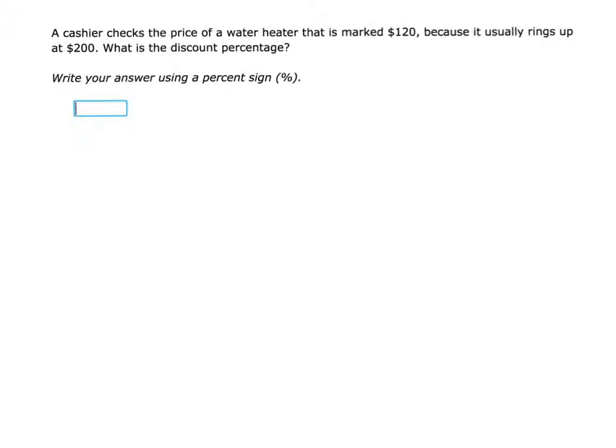Last one. Cashier checks the price of a water heater that is marked as $120 because it usually rings up at $200. So it must be on sale, and the question we're asked to figure out is how much of a percentage discount is that? Well, the amount of change, again, over the original amount. The original amount was $200. It usually is $200, but it's only $120.